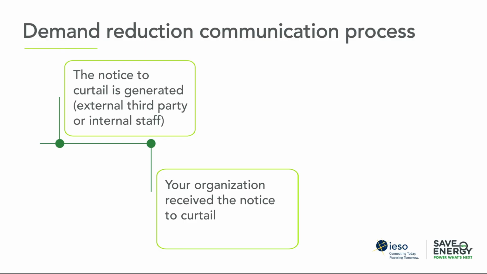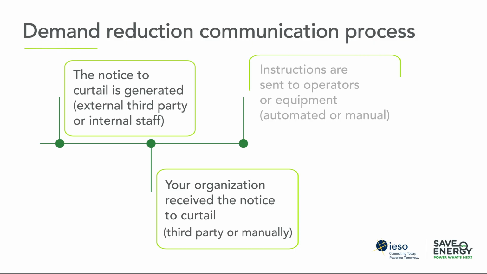In some cases, you may have a control system that automatically receives the signal generated by a third party. In other cases, the signal may be received manually. In each case, it's important to ensure that the signal is not missed if, for example, the manager who normally receives it is away or on vacation. Thirdly, instructions are sent to operators or equipment to implement the curtailment. Again, this could be automated, such as a battery system responding to a curtailment signal, or it could be a manual process. In these situations, it's important to ensure and verify that these notices are sent and that a process is in place to acknowledge receipt of the instructions and to follow up if the required actions are not taken.